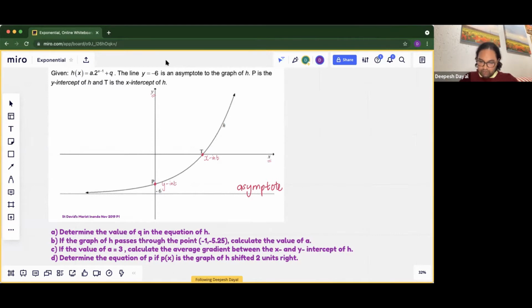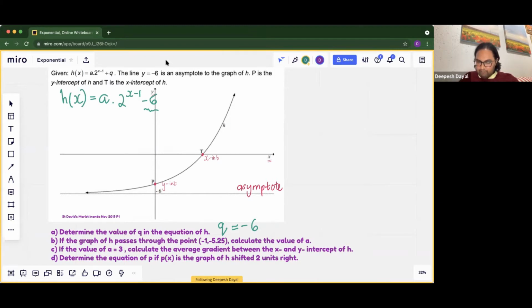Okay, so I'm going to write here Q. Let's choose maybe this color here. So Q equals minus 6. Our equation now becomes h(x) equals a times 2 to the x minus 1 minus 6. And we've got a new equation that we formed there with our newly found Q value, which is minus 6.